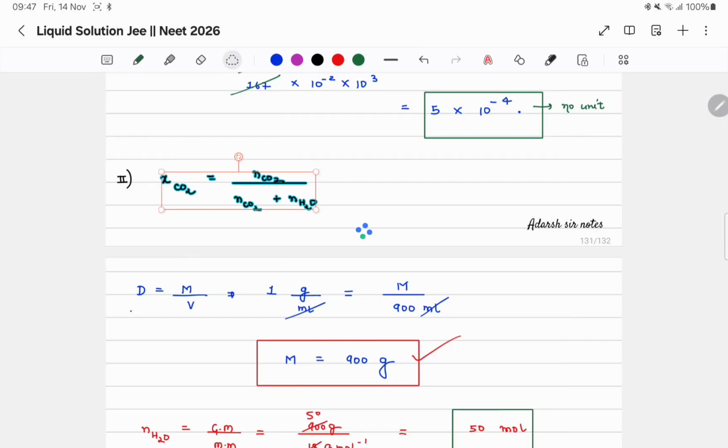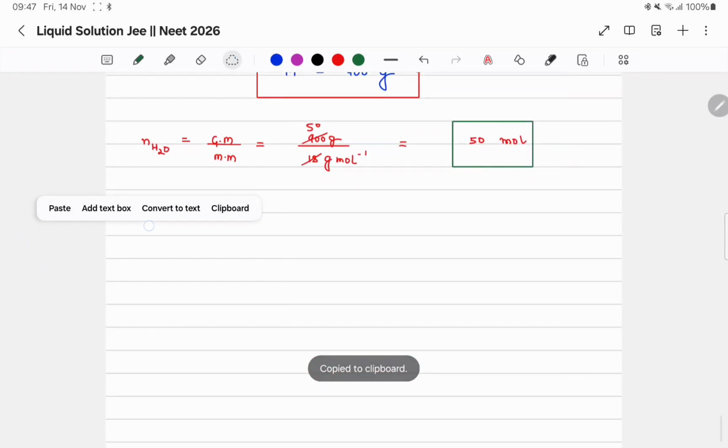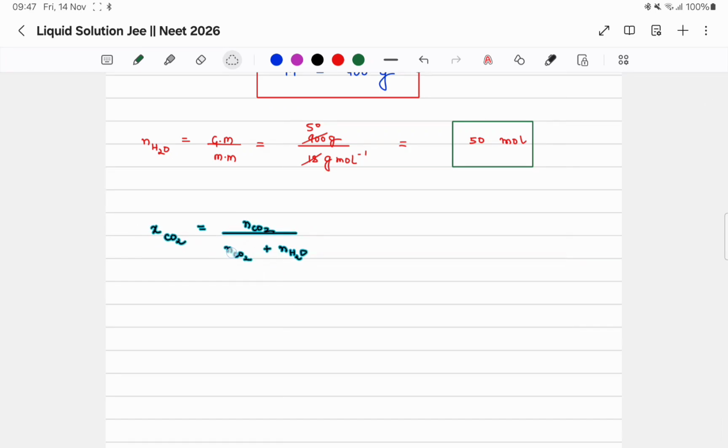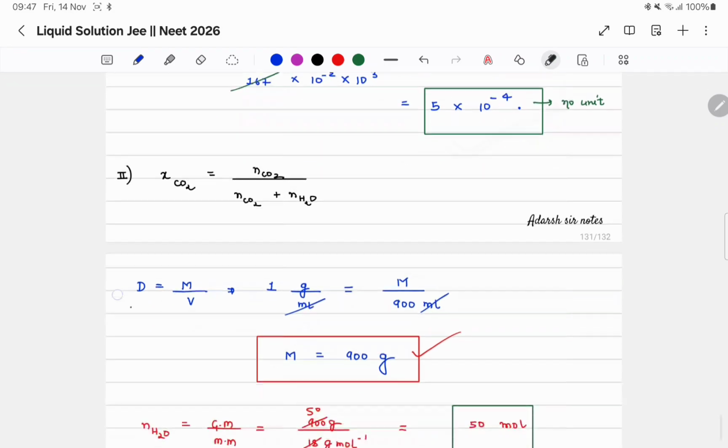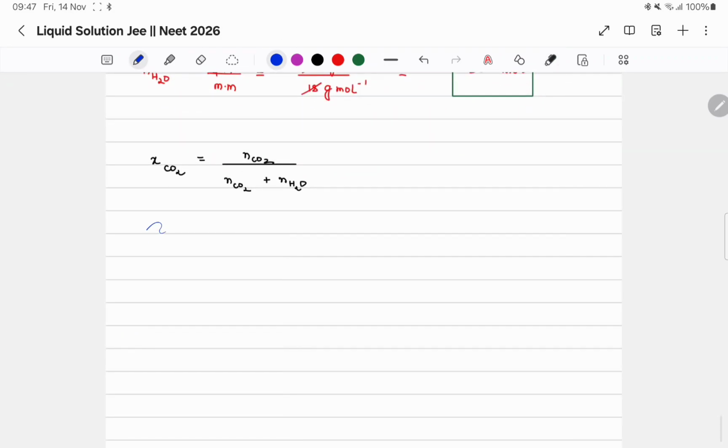So let me copy it. So just put here the formula and we have to put the value. Now tell me, what is the mole fraction of CO2? Just now in the above question you have solved. Mole fraction of CO2 is how much? 5 into 10 to the power minus 4. So just put the value. 5 into 10 to the power what?